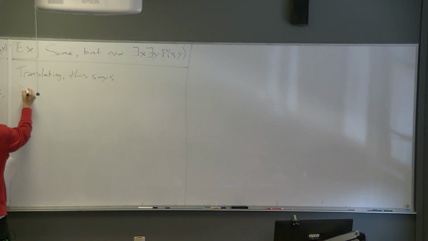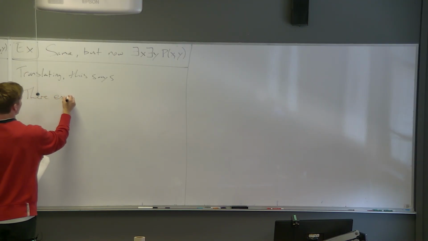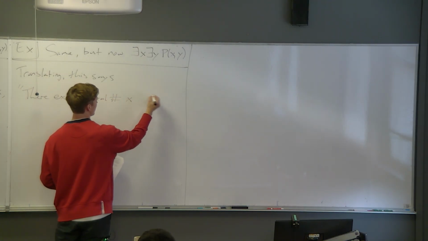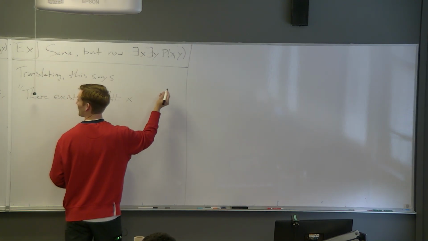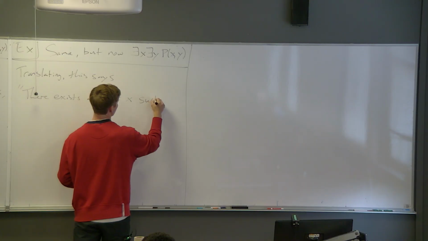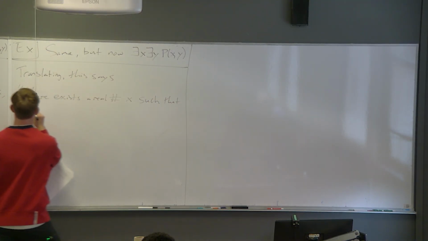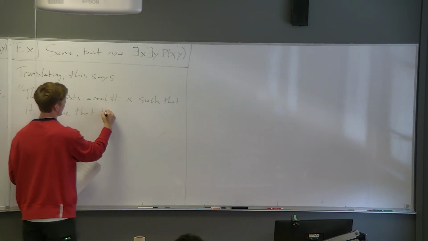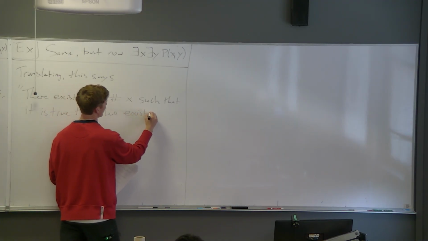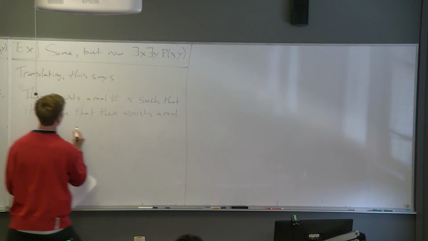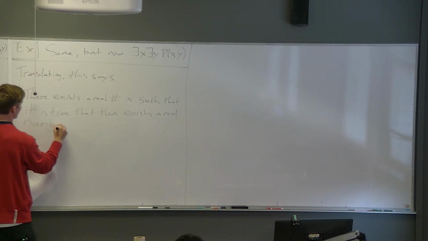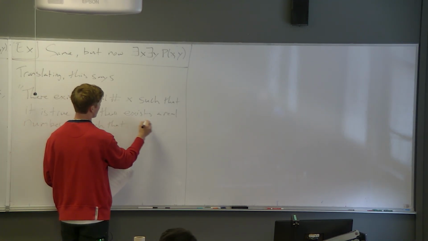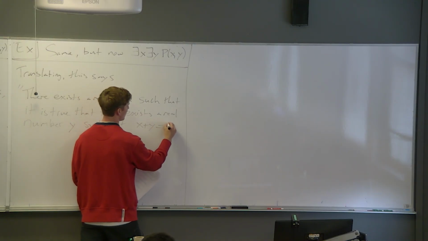Translating, this says there exists a real number x such that it is true that there exists a real number y such that x plus y is equal to 0.